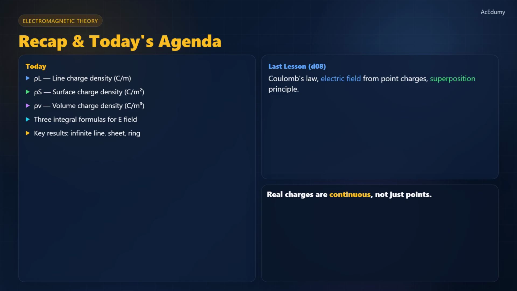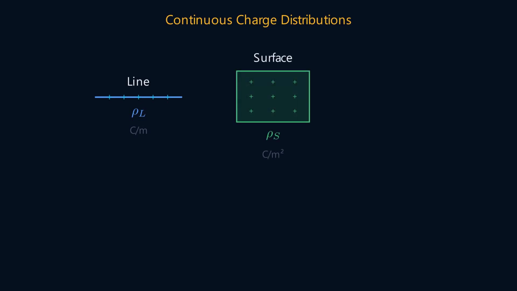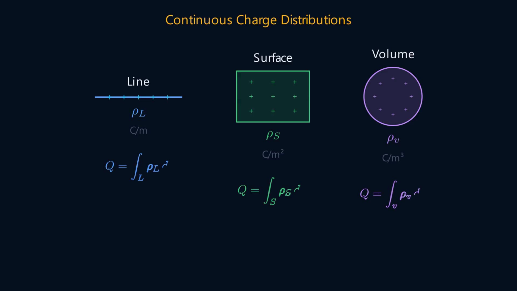throughout a volume. There are three types of continuous charge distributions, and each one has its own charge density. First, line charge density, ρL. This describes charge spread along a thin wire or line. It's measured in coulombs per meter. The total charge on the line is the integral of ρL dl over the length of the line.